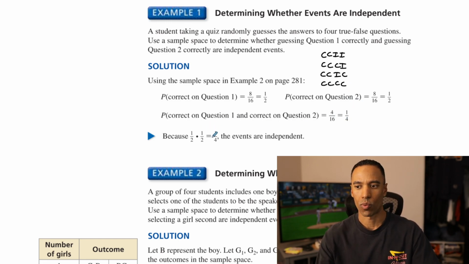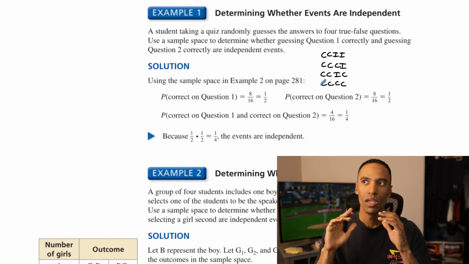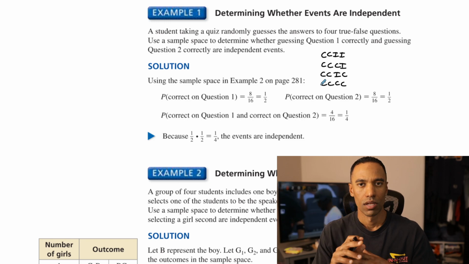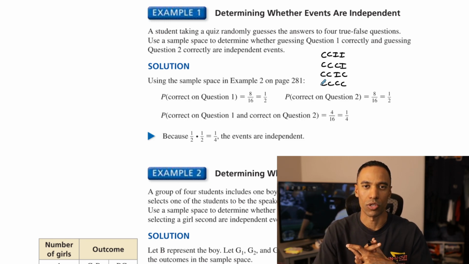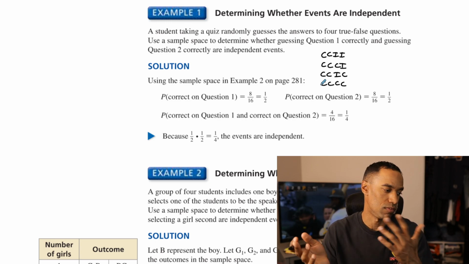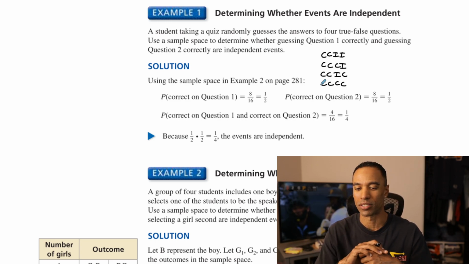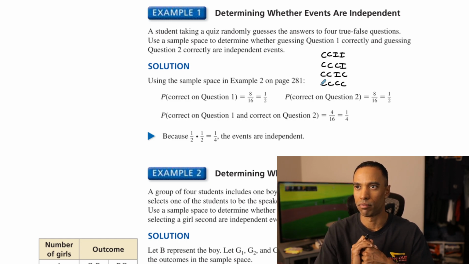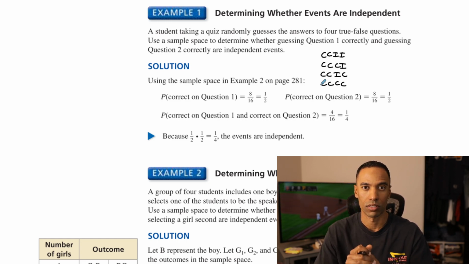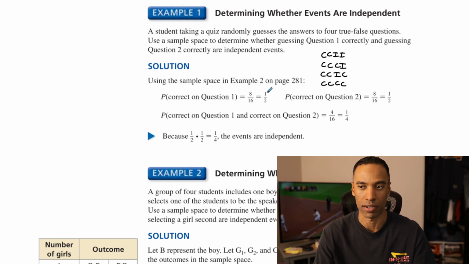Now 1/2 times 1/2 is also 1/4, therefore the events are independent. And that makes sense. The probability of getting question 2 correct should not depend on whether or not you got problem 1 correct, especially if you didn't know whether or not you got problem 1 correct, but you're randomly guessing anyway, and that's not going to affect the outcome of getting question 2 correct. It does make sense that they're independent in that case.